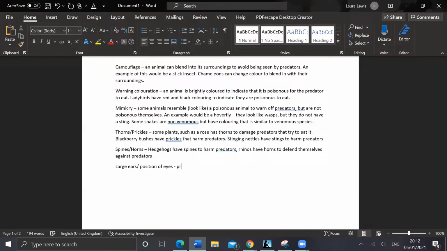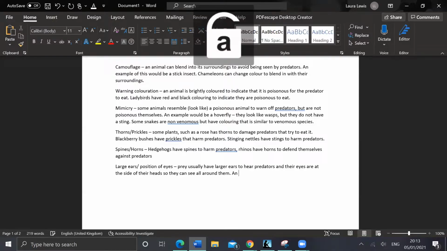So prey usually have larger ears to hear predators, and their eyes are at the side of their heads, so they can see all around them. An example would be a rabbit.